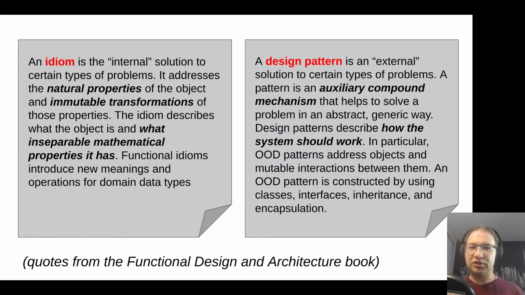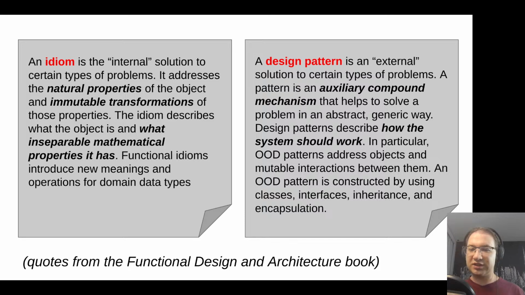So an idiom is an internal solution to certain types of problems. It addresses the natural properties of the object and immutable transformations of those properties. The idiom describes what the object is and what inseparable mathematical properties it has. So an idiom is kind of essential, natural for some notion. But a design pattern is different. It's an external solution to certain types of problems. A pattern is an auxiliary compound mechanism that helps to solve a problem in an abstract generic way.